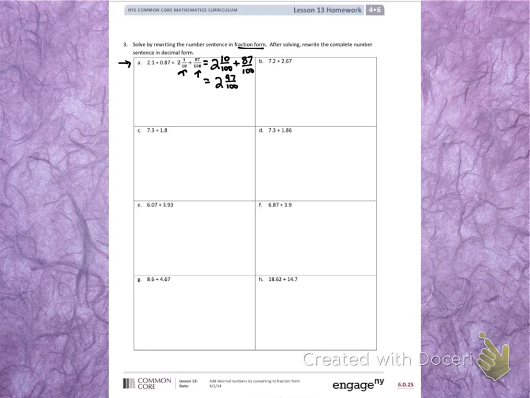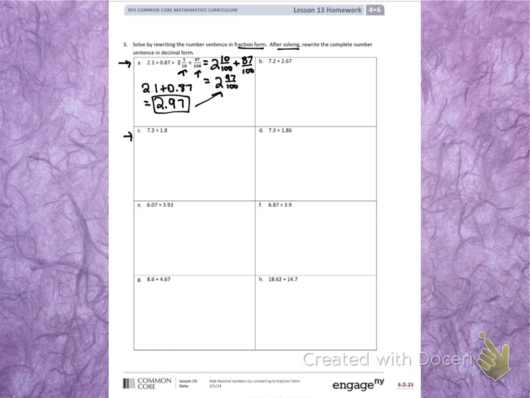The second part of the directions is after solving, rewrite the complete number sentence in decimal form. So I'm going to go ahead and do that as well. 2 1/10 added with 87 hundredths. Add those tenths together and it'd be 9/10. So it's 2 and 9 in the tenths place, 7 hundredths. So 2 and 97 hundredths, which is the same thing we got as a fraction.